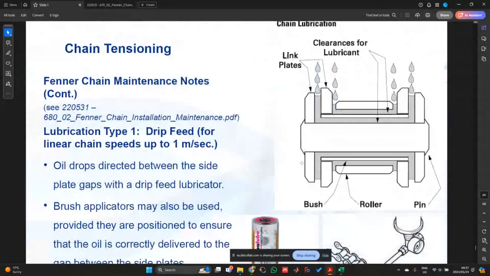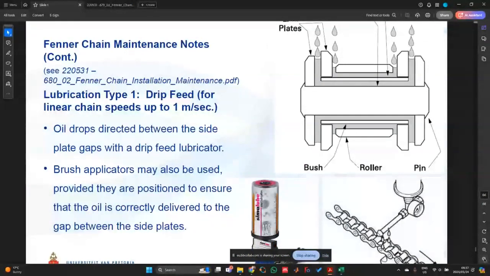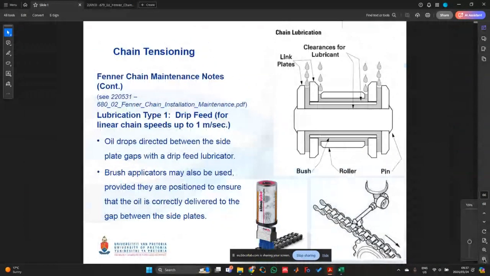With that being said, we have a few different types of lubrication that we can apply. If I just zoom out over here, the first type is lubrication type 1, which is a drip feed lubricator. This is for linear chain speeds that are relatively small, up to 1 meter per second.